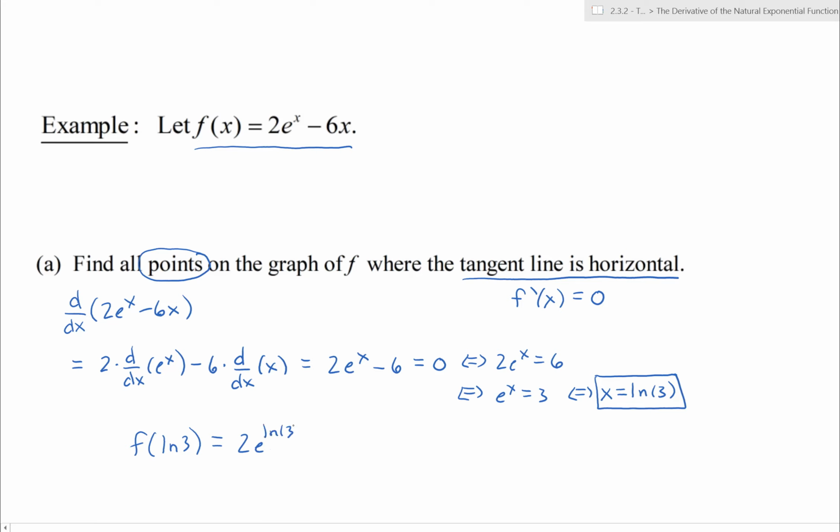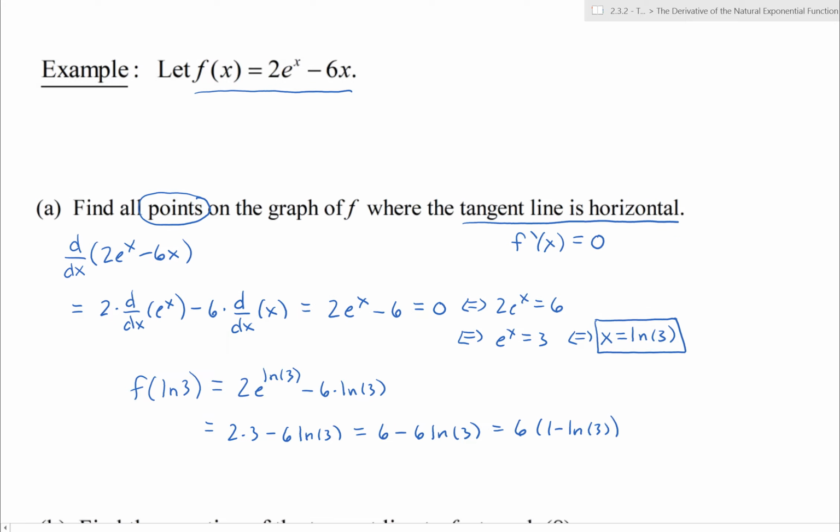2e to the natural log of 3 minus 6 times the natural log of 3. e to the natural log of 3 is 3 by inverse properties. So this is 2 times 3 minus 6 times the natural log of 3, which is 6 minus 6 times the natural log of 3, or if you prefer, 6 times (1 minus the natural log of 3) if I just factor out the 6. Thus, the point for which this happens is the ordered pair (natural log of 3, 6 minus 6 natural log of 3). I'm just writing it in that other form. And there we have it.